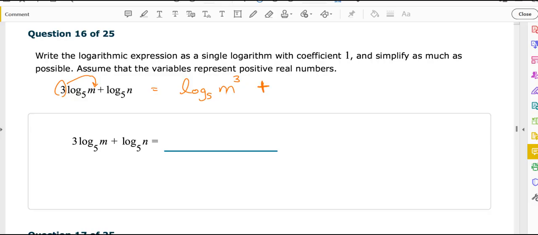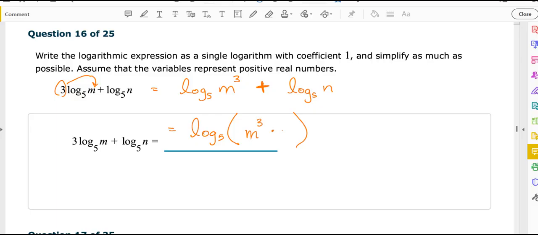Now, when I'm writing one logarithm, what am I going to do with that plus? It's going to become log base 5 of m cubed times n. And you're done.